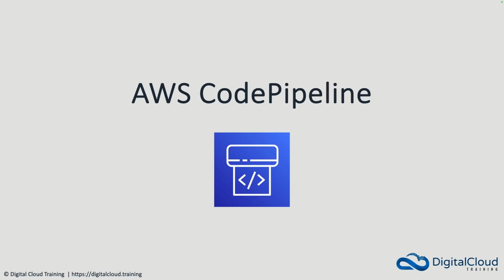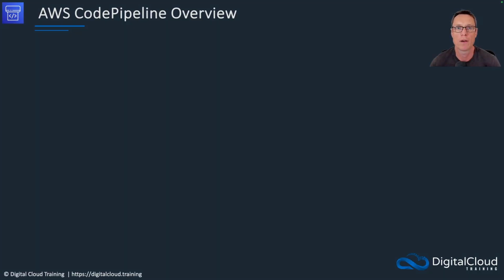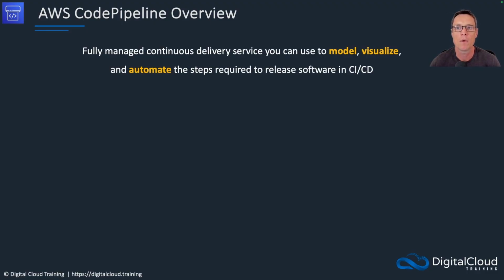Hey guys, in this lesson, I will cover AWS CodePipeline. So what is CodePipeline? CodePipeline is a service that we can use for creating CI/CD pipelines. It's a continuous delivery service, so when we're using continuous integration and continuous delivery or continuous deployment, this is the service that helps us to bring everything together and create the automated pipeline.